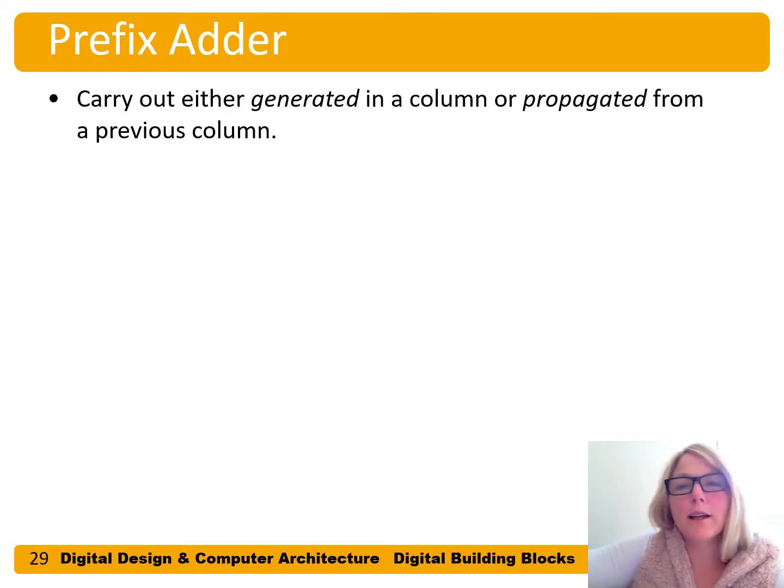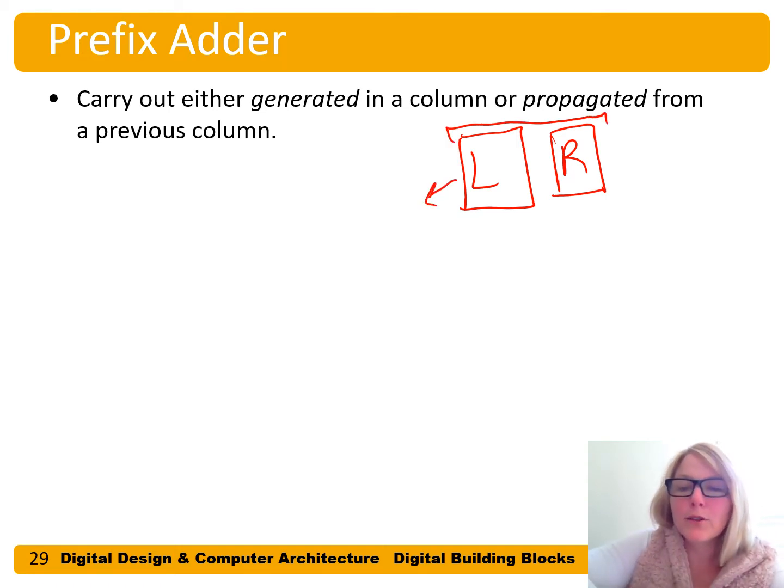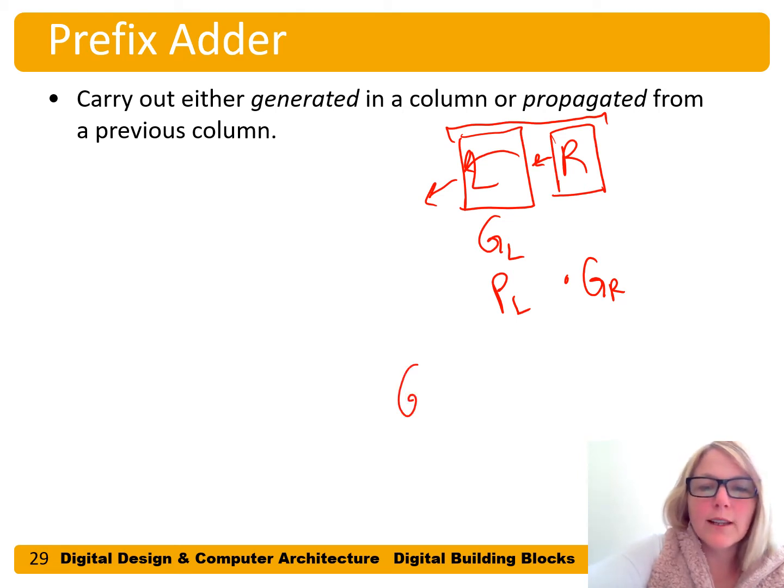So a carry out can be generated by either generating the carry in a given column, or that column propagating a carry from a previous column. And I like to think of this in terms of left groups and right groups. So here's a left group of bits and a right group of bits. How can we generate a carry coming out of this now combined group, left and right? Well, we could either generate it in this left group, or generate it in the right group and propagate it through the left. And so we can write this as: generate for this entire group, left to right, is going to be either generated in the left group or generated in the right group and propagated through the left group.